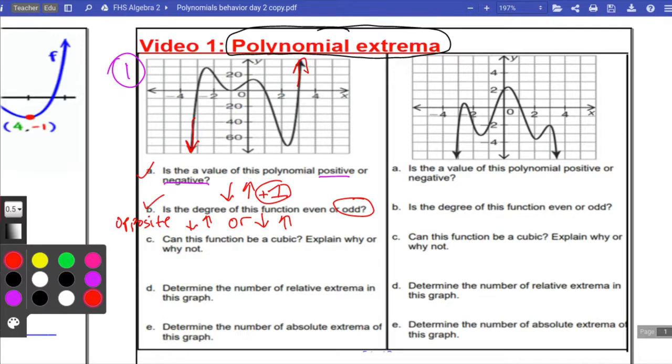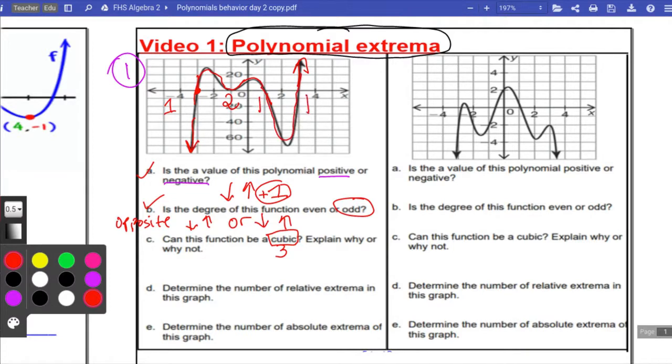Let's go to C. C says, can this function be a cubic? Cubic meaning to the third power. Well, we're going to count this thing. So this is a cross, that's number one. Then it gets over here, turn, tangent, 2. And it gets over here, cross, 1.